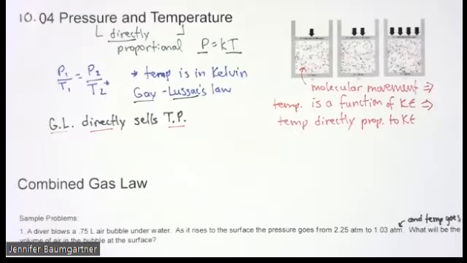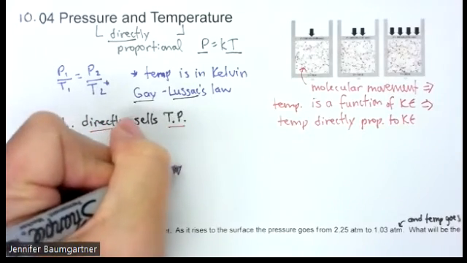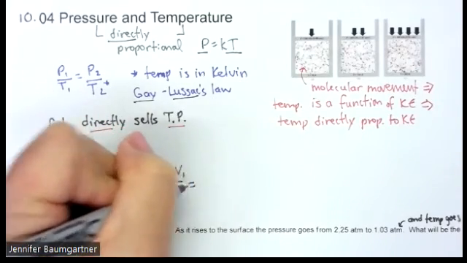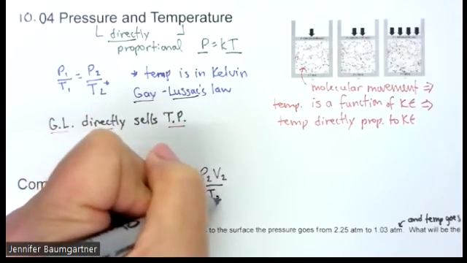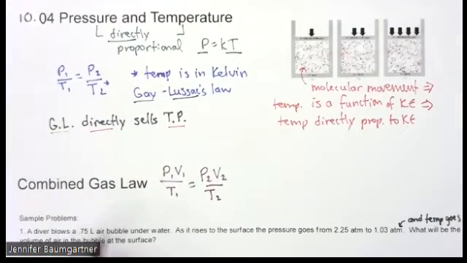All right, the other thing we're going to talk about today is the combined gas law. We're going to take Gay-Lussac's law, Charles's law, and Boyle's law and bring them all together. And when we do, it looks like this: P1 V1 over T1 equals P2 V2 over T2. If you have all three variables, you don't have to calculate each one individually. You can use this combined gas law. And because this is similar to what we've done before, I'm just going to jump right into calculations.